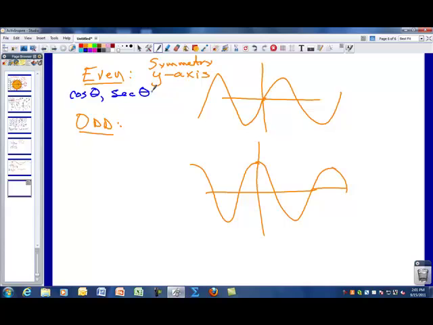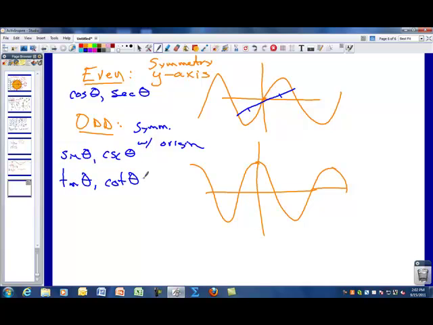What can you say about the sine? If I were to run a line through the origin, you see that that distance equals that distance. It has symmetry. Odd has symmetry. It has a point of symmetry with respect to the origin. So what's odd would be the sine of theta, so the cosecant of theta. Likewise, if we look at a picture of the tangent of theta and the cotangent of theta, we would see that they have a point of symmetry with respect to the origin.